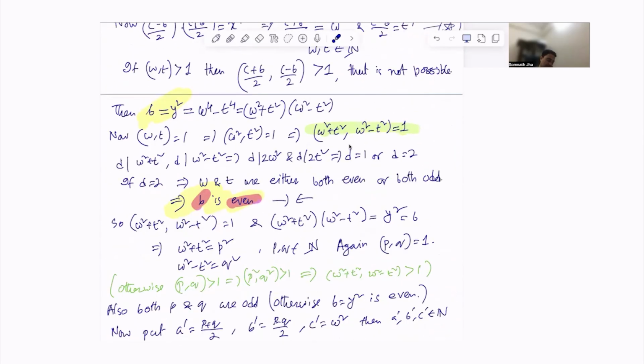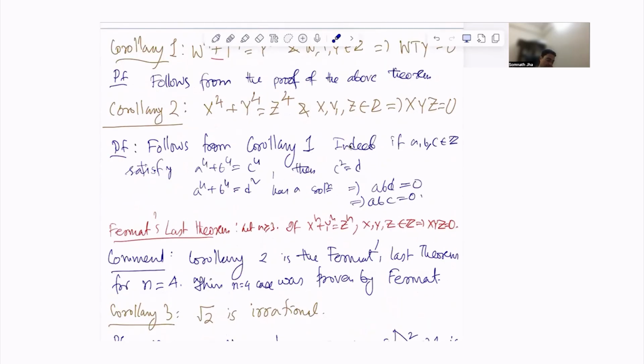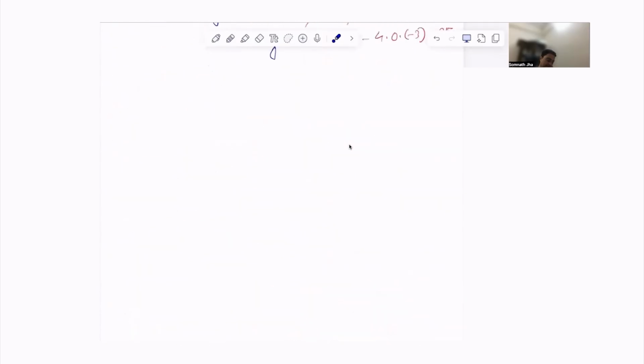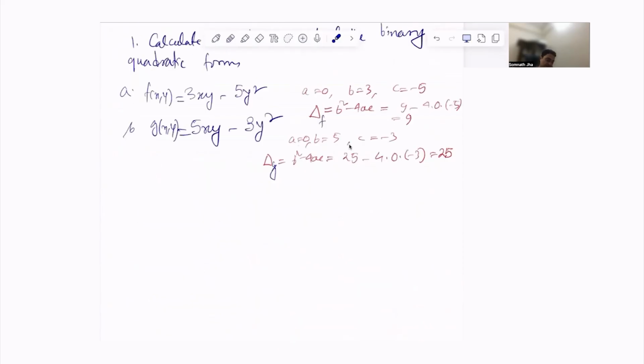And we have also seen, or assumed, that x to the power 4 plus y to the power 4 equal to z squared has no solution. And that implies that x^4 plus y^4 equal to z^4 has no non-trivial solution; any solution satisfies that at least one of them is 0. So the same happens here. Okay, and so this was the exercise, that 2 and 3 are not congruent numbers.